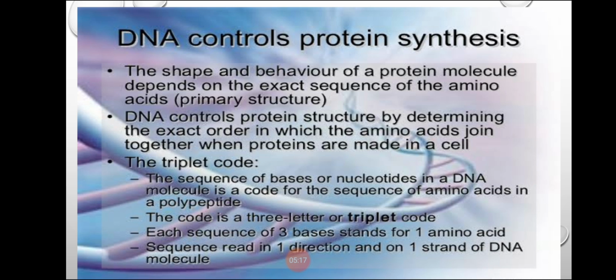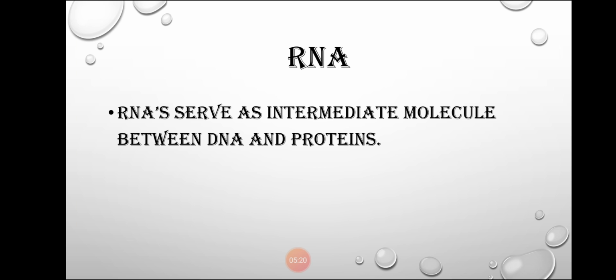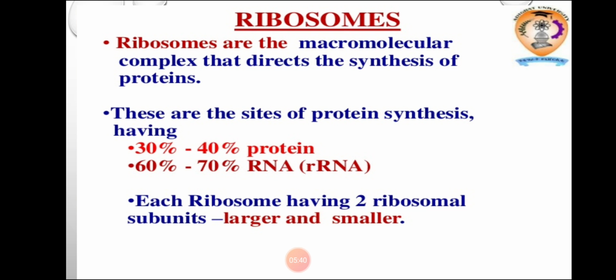Next, we will study about the role of RNA in protein synthesis. RNA serves as an intermediate molecule between DNA and proteins. Next, the major component of protein synthesis is ribosomes. Ribosomes form the major component for the process of protein synthesis. It serves as the site for protein synthesis.